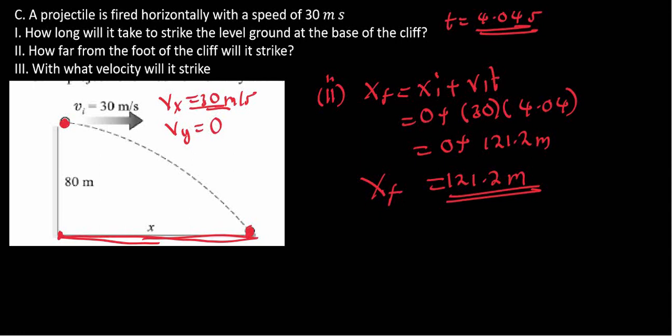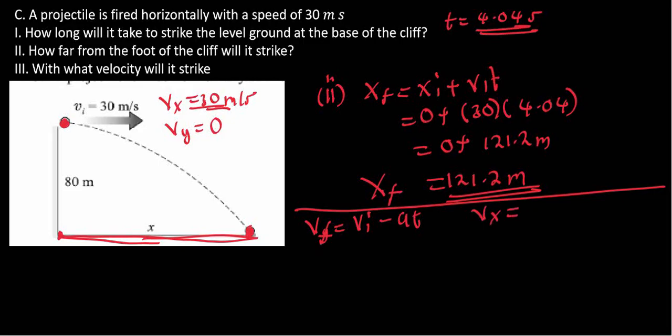With what velocity will it strike the ground? So we need to find the velocity in the x-axis and the velocity in the y-axis. In the y-axis, how do you find that? You just say v initial minus a t. The initial velocity in the y-axis is 0, minus the acceleration due to gravity, times the time, 4.04. Meaning it is negative 39.63 meters per second.